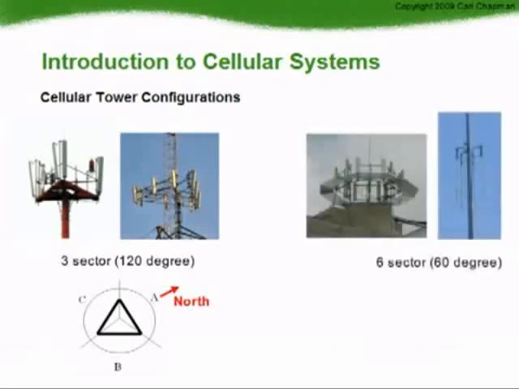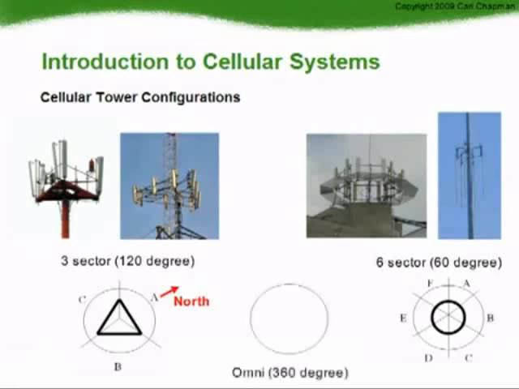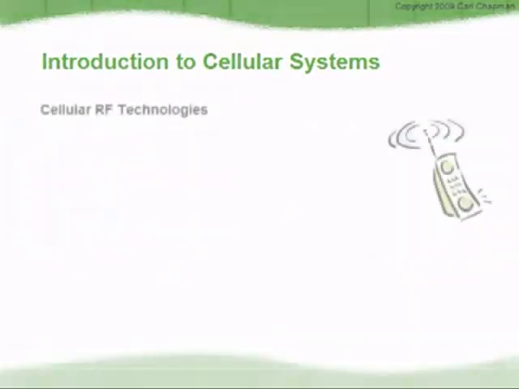Another configuration is the 6-sector or 60-degree cell site. This can be visually identified by the hexagon structure on top of the tower. The sectors are typically named in a clockwise manner A through to F, or U through to Z. The A sector points north as an industry standard, and each sector has a different group of channels. The third type of cell site configuration is the omnidirectional site, and is sometimes seen in a rural environment where there are only low subscriber levels. In the omni site, there is only one group of channels available for the whole cell site.